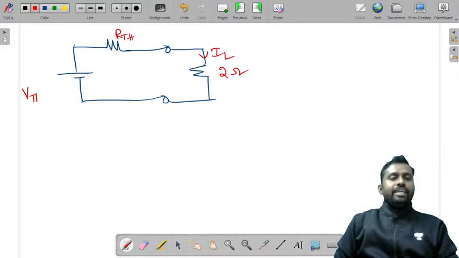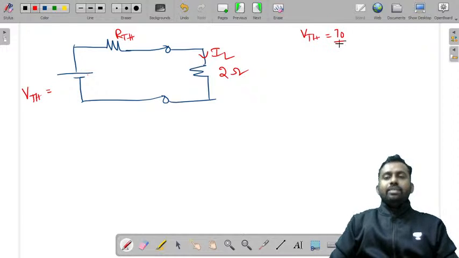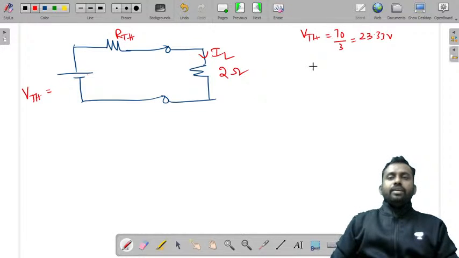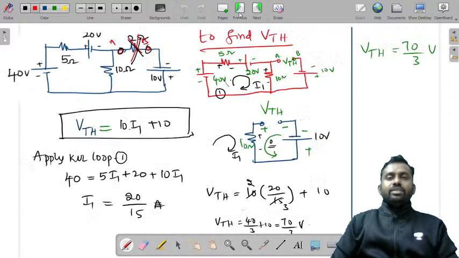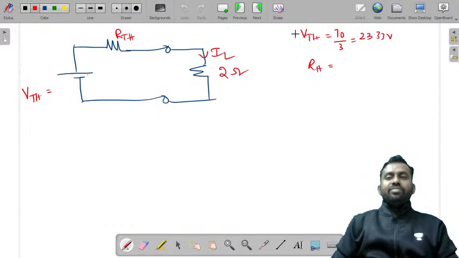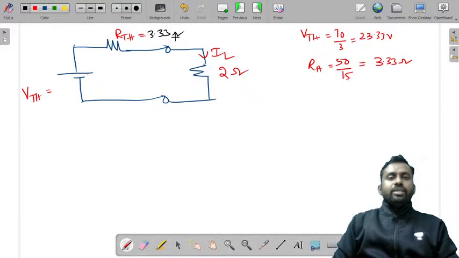And this is VTH. So VTH we have got as 70 by 3, or it is 23.33 volts, and RTH we have got just now, RTH is equal to 50 by 15 ohms, or 50 by 15 is 3.33 ohms. So this value is 3.33 ohms, and this value is 23.33 volts.